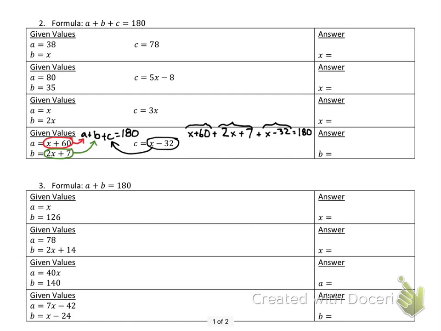I want to remind you, these are not just random formulas. These are the kinds of formulas you're going to be using moving forward. So if you're comfortable with it today, you won't have problems with it in the future. All right, so we've got a bunch of x's, a bunch of numbers, all adding up to 180. What do we do next?